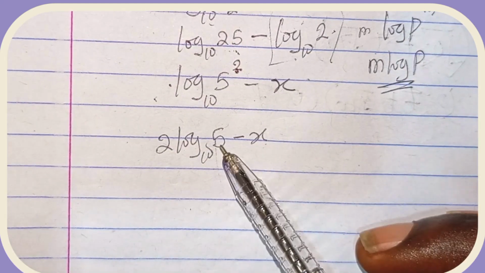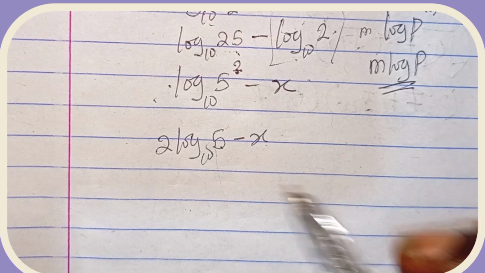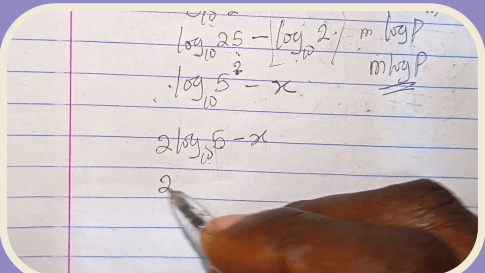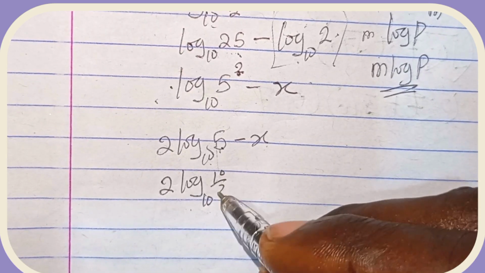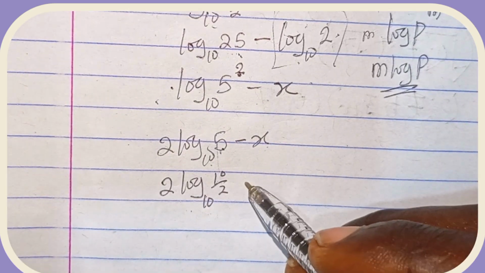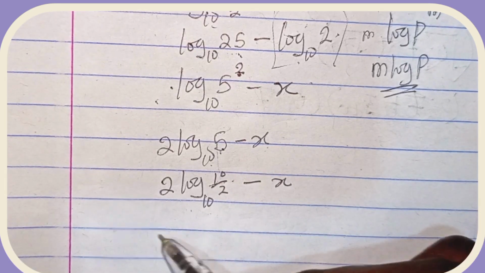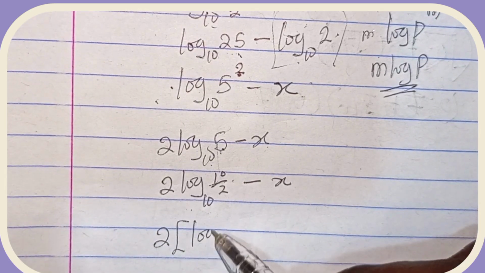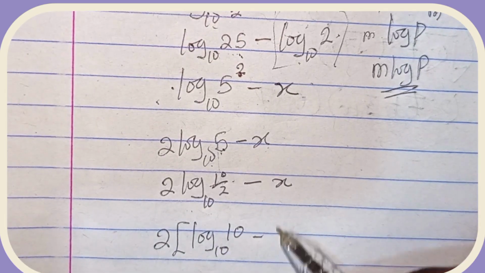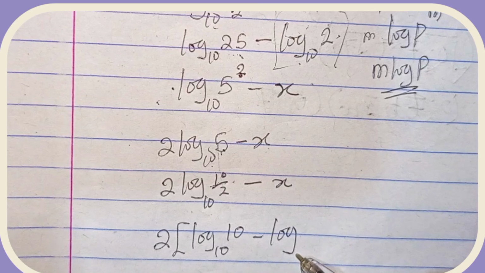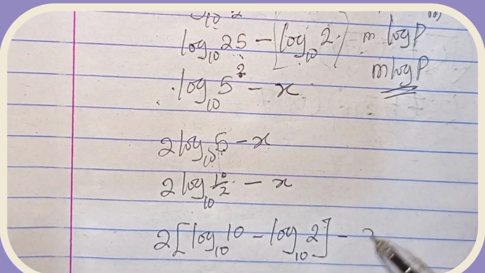You're going to break down 5. Okay, break down 5. 5 is the same thing as 10 over 2. Break it in form of the base. So you're going to write 2 log of 10 over 2 to base 10. Don't write 5 anymore. Write 10 over 2 there. Okay, then here you have minus x. Then with your normal logarithm, divide is minus, right? So you have 2 times log of 10 to base 10 minus log of 2 to base 10, then this x will be outside here.